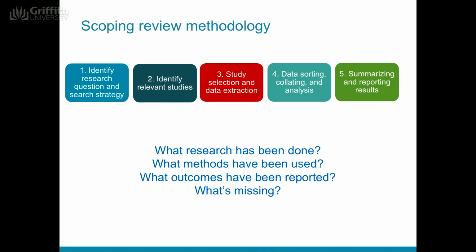Now, very simply, the questions a scoping review asks is what research has been done, what methods have been used in this field, what outcomes are people reporting in this field, and what are they not looking at, what's missing.